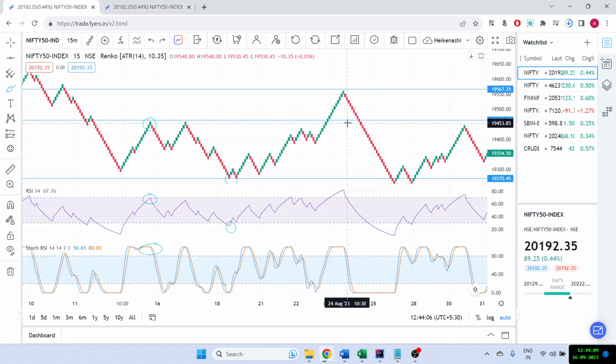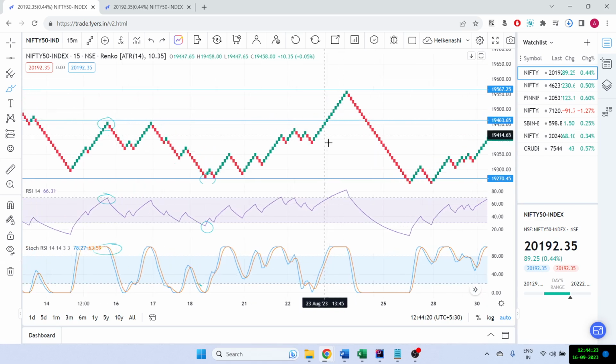Let's check one more example. Okay, let's see this again. Now you will notice that at this point of time, it came to my resistance level, right? But at that point of time, it did not make a red candle. So I will not go for a selling trade on 24th August.